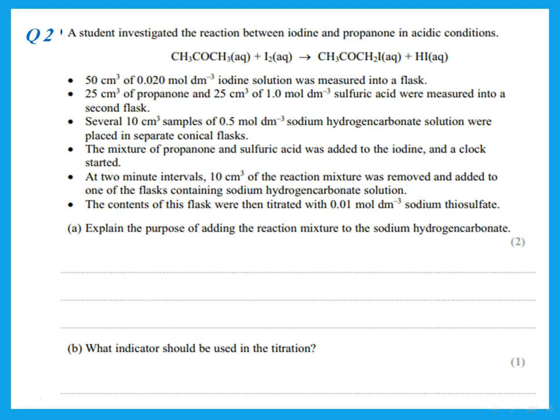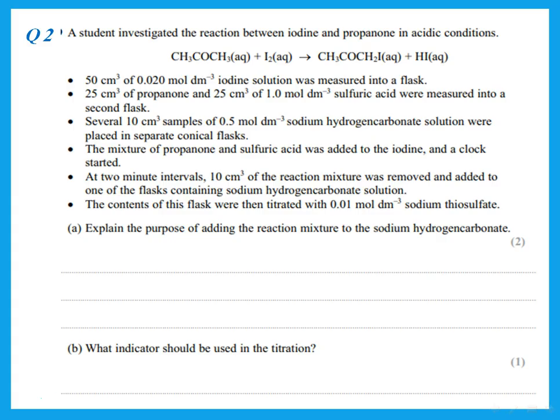This next question says, a student investigated the reaction between iodine and propanone in acidic conditions. He says we have 50 centimeter cubed of 0.02 mole per decimeter cubed iodine solution measured into a flask, 25 centimeter cubed of propanone, 25 centimeter cubed of 1 mole per decimeter cubed sulfuric acid were measured. So he put iodine, and then he put propanone, and he put sulfuric acid, and several samples of sodium hydrogen carbonate were placed in separate conical flasks. The mixture of propanone and sulfuric acid was added to iodine, and a clock started.